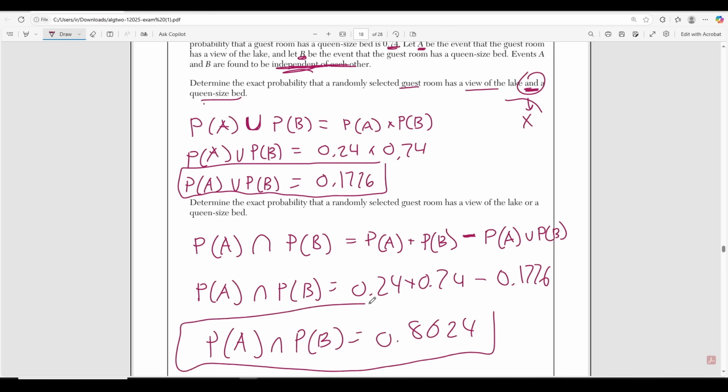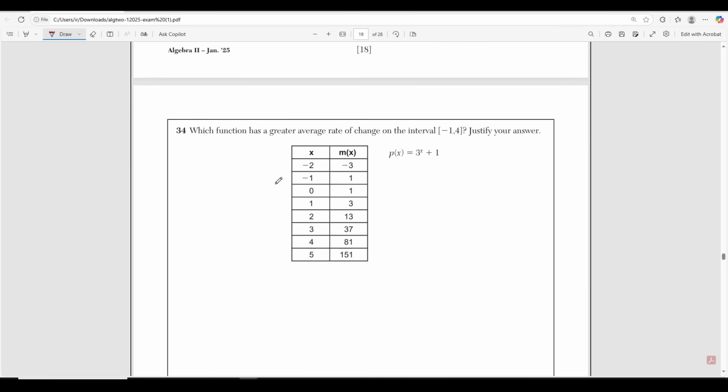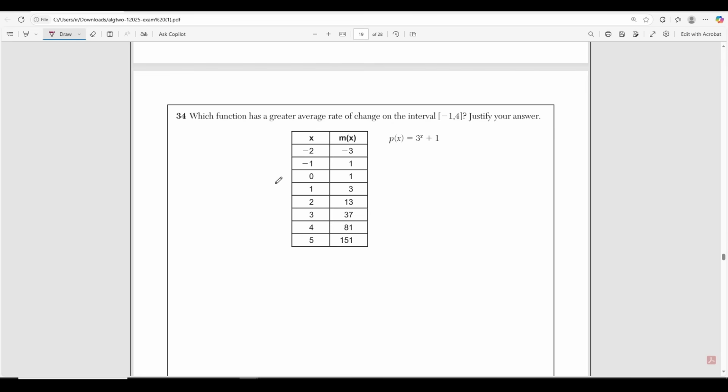And you could put this in a percent. You can keep it as a decimal. Doesn't really matter. As long as you didn't round your answer, you're good. Remember that whenever they want you to find the exact probability of something happening, keep it as is. Don't round it. Okay. Number 34 asks us which function has a greater average rate of change.